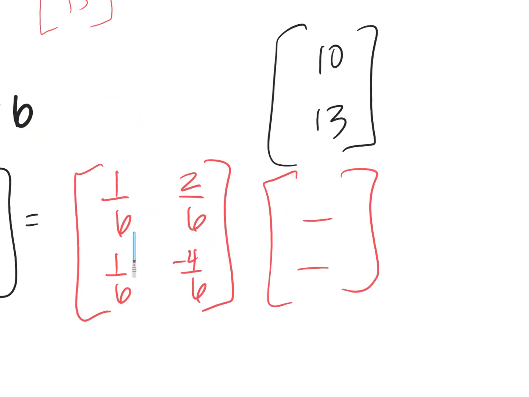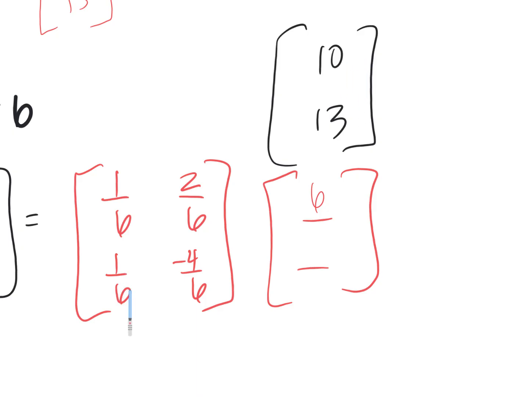Keep it as sixths. What's 1/6 times 10? 10/6. I love that. Ooh, 2/6 times 13. What's 2 times 13? 26. So you guys, we need 10/6 plus 26/6. 10 plus 26 is 36. 36/6? Whoa. Whew.